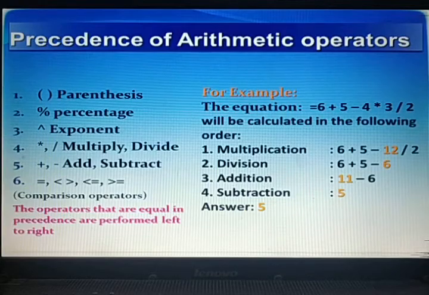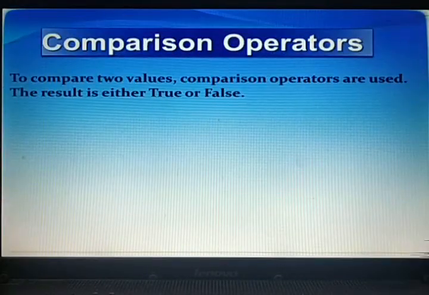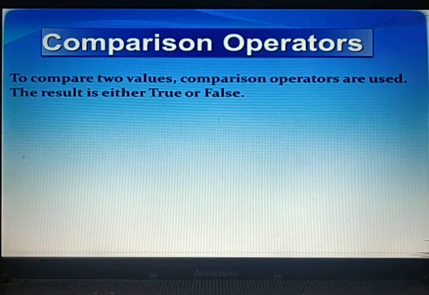Now let's discuss comparison or relational operators. To compare two values, comparison operators are used. The result is either true or false. It means unlike the arithmetic operators, it will not return the result as a number. It always returns the result as true or false.